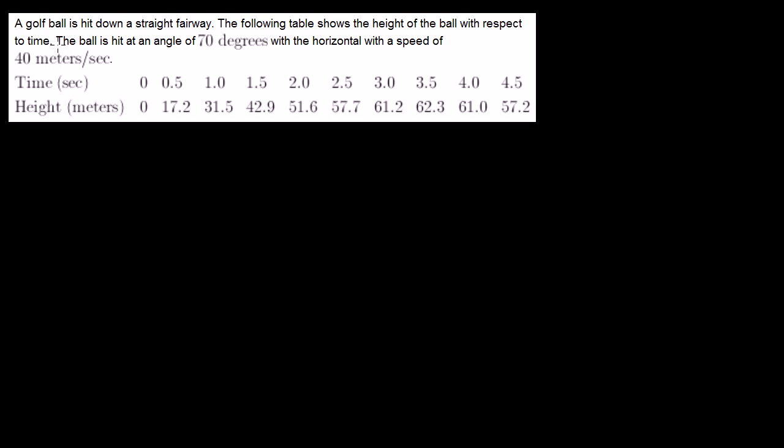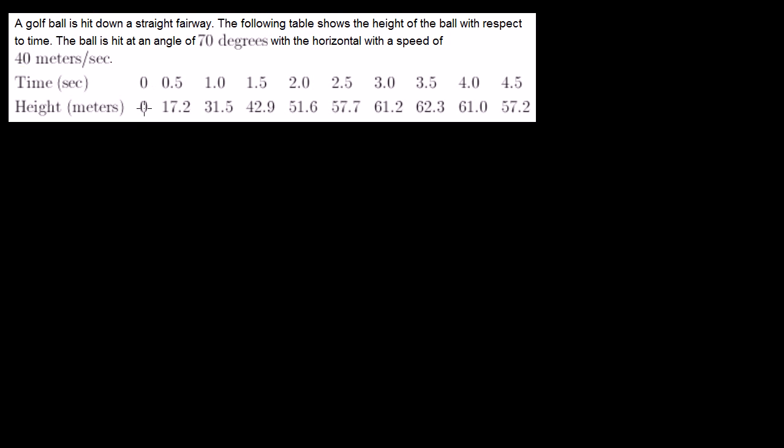I have some data here. It says a golf ball is hit down a fairway. The following table shows the height of the ball with respect to time. The ball is hit at an angle of 70 degrees with the horizontal with a speed of 40 meters per second. And then they give us a bunch of essentially data samples.